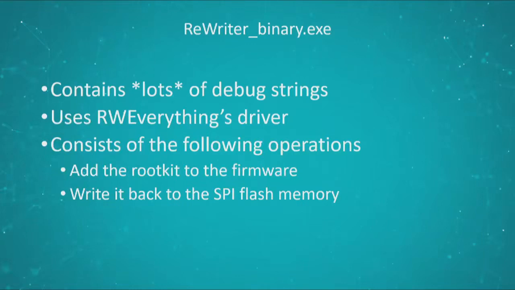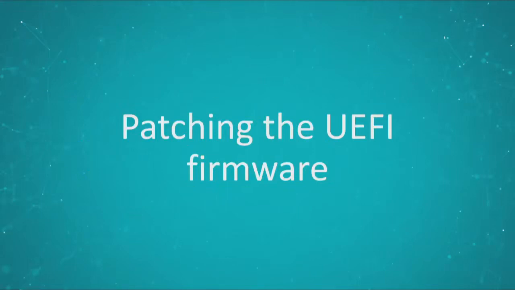Okay, so another one of the tools that we found on some compromised machines is called rwriter binary, and it is very similar to rwreader, as its name suggests. It also contains a lot of debug strings. It also uses RWEverything's driver, and it does basically two things. The first thing it will do is add the UEFI rootkit to the previously dumped firmware, and it will write it back to the SPI flash memory. So let's look at the patching of the UEFI firmware.